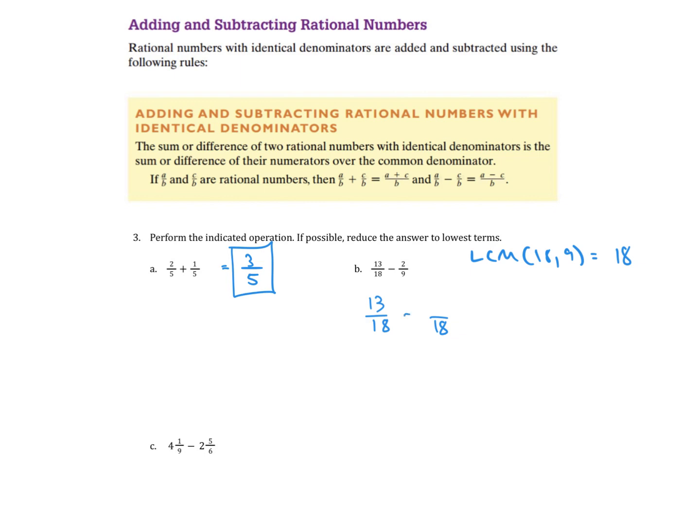The second one has a 9 in the bottom, so I need to think of what I have to multiply 9 by to get 18. And I would do 9 times 2 to get 18. So I do 2 times 2 on the top, and I get 4 over 18. And now that I have common denominators, I subtract the numerators. 13 minus 4 is 9, and keep the denominator the same, 18. And then that can be reduced. Both of those can be divided by 9, giving us 1/2.